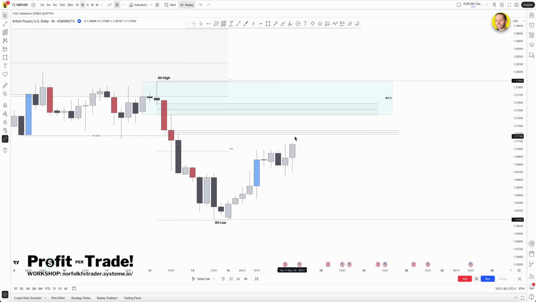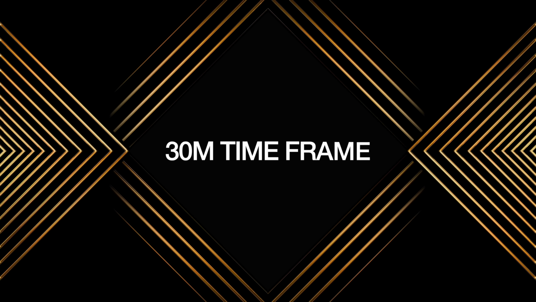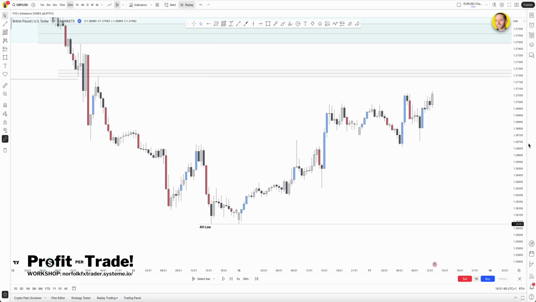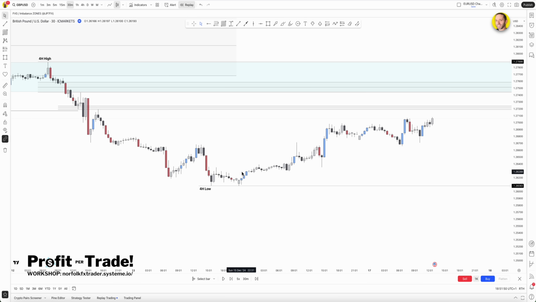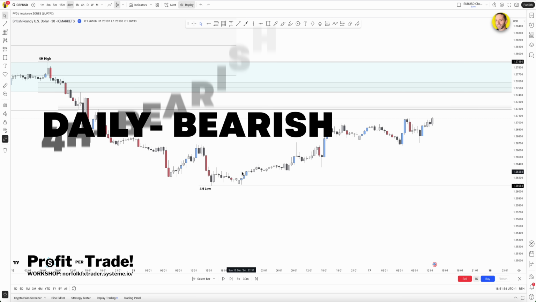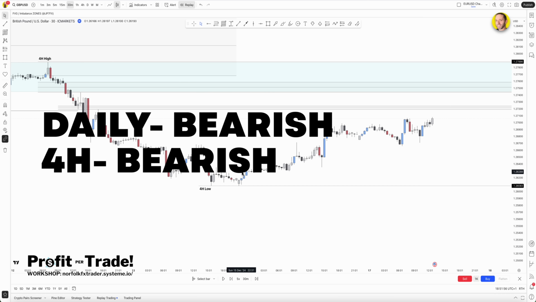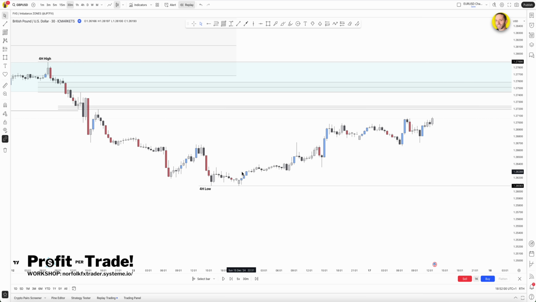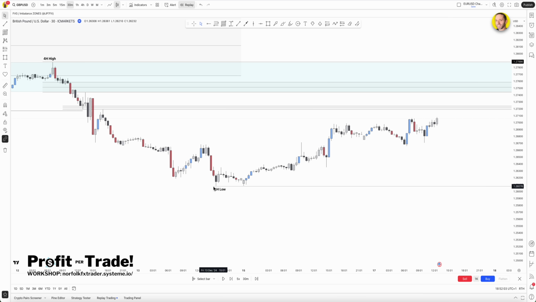And what you can potentially do now is drop down to a 30-minute time frame. So on a 30-minute time frame, we now have the understanding that we're in that 4-hour bearish range. We are now bearish across the daily and the 4-hour time frames. This is using multiple time frames. This is where it's going to help you stop taking those bad entries. So let's now look at what happens.